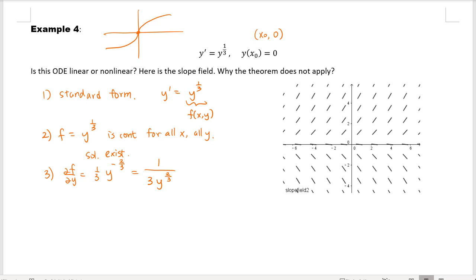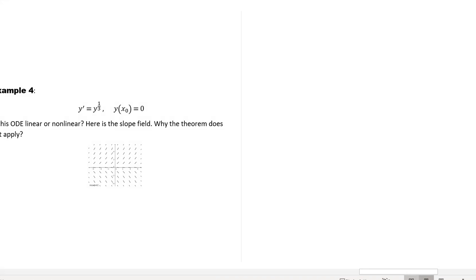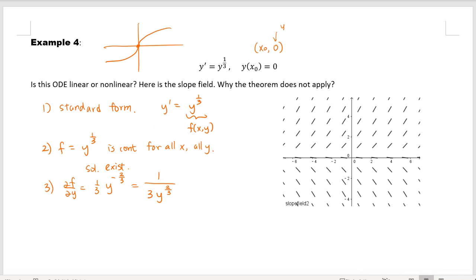It is in the denominator, so we know the denominator cannot be 0, but in our initial condition, the y is 0. We're looking at when y is 0. You can see this partial f partial y is not continuous near y equals 0. So that's why we have existence but not uniqueness guaranteed by the theorem.